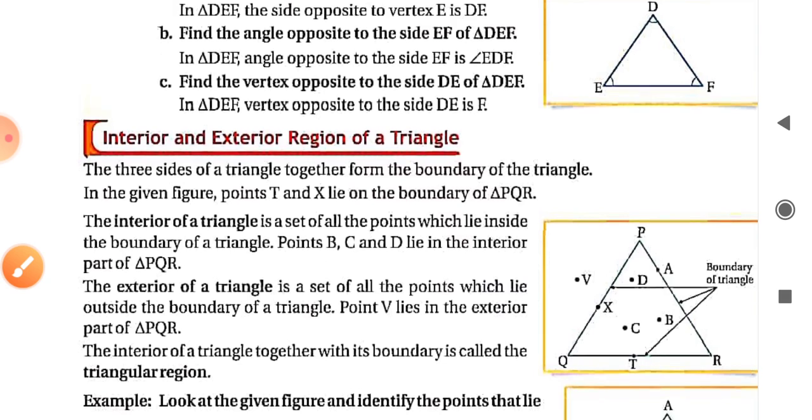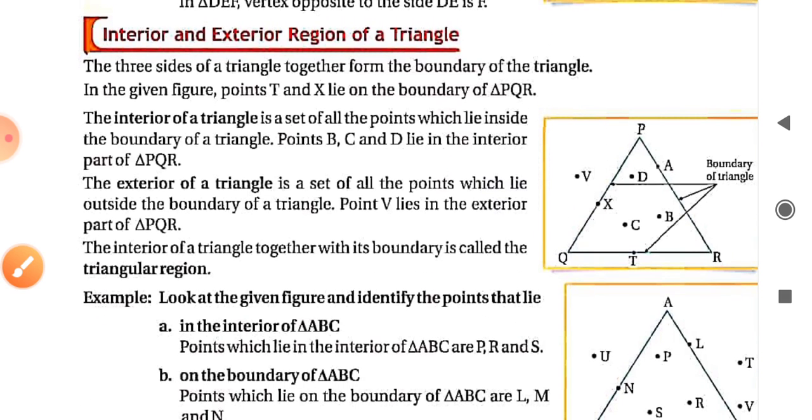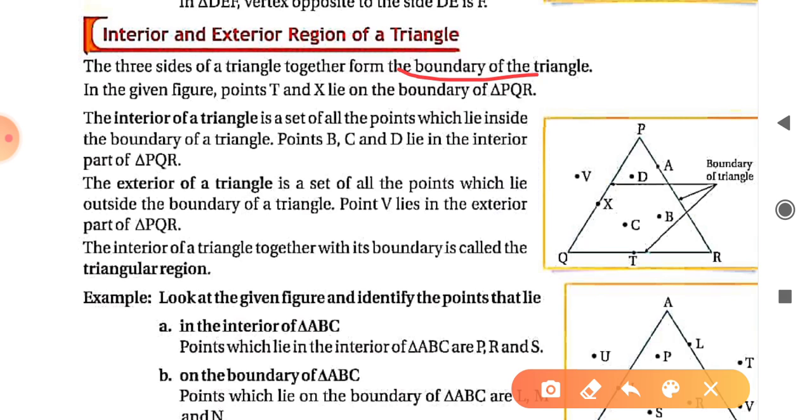Next is interior and exterior region of a triangle. And there is one more thing, that is boundary of the triangle. The 3 sides of a triangle together form the boundary. That means if there is a triangle PQR, then PQ, QR and RP. If there is any point on these lines, then we will say that it is on the boundary of triangle PQR.